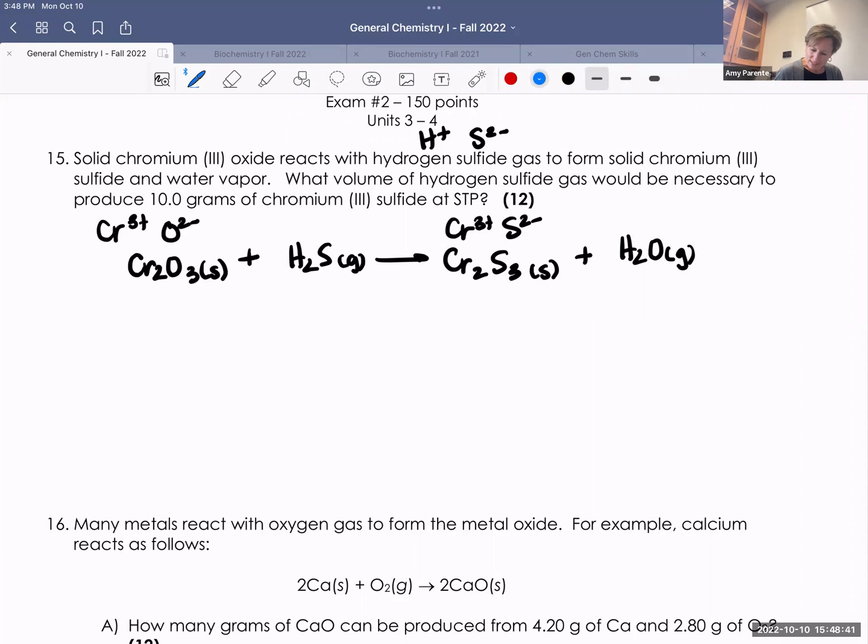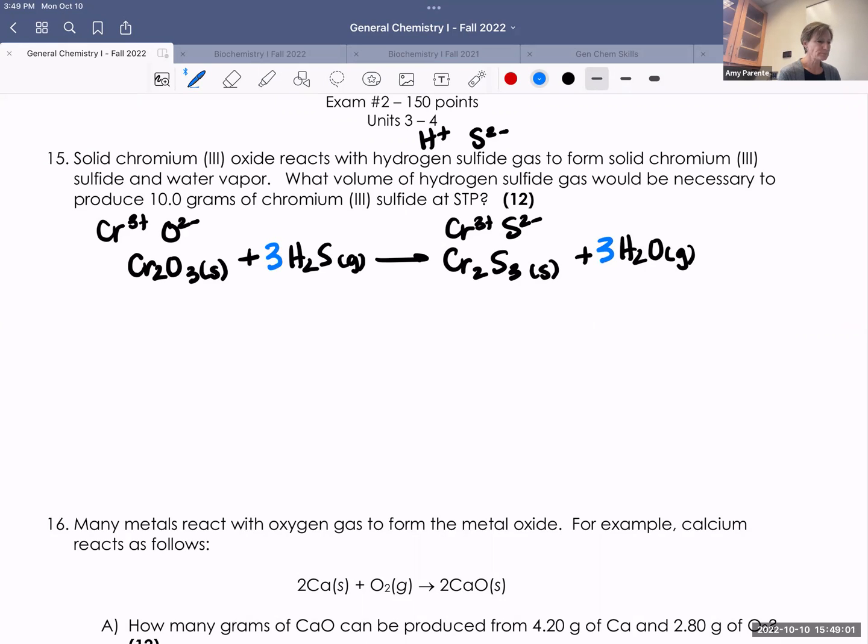And what I need to do here is I can see that there's 3 sulfurs on the right and only 1 H2S on the left. So I'm going to start by putting a 3 there, and I can see the same thing with oxygens. And then once I do that and I look at everything else, my chromiums are balanced. So I'm good to go balancing that.